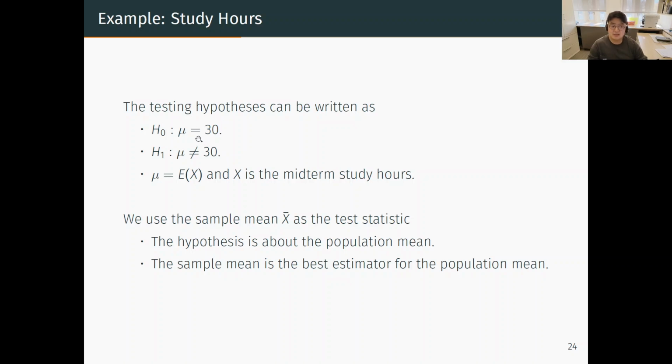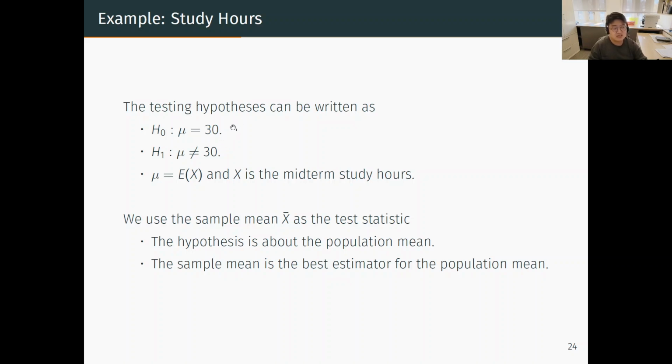First, my hypothesis will be written in this way. Mu, the Greek letter mu, is the expected value of X, where X is the midterm study hours for a student, right? And I believe that the expected value of X is 30. That is my belief, the null hypothesis. The null hypothesis is mu equals 30. But the alternative hypothesis is mu different from 30. So anything other than 30 is the alternative hypothesis.